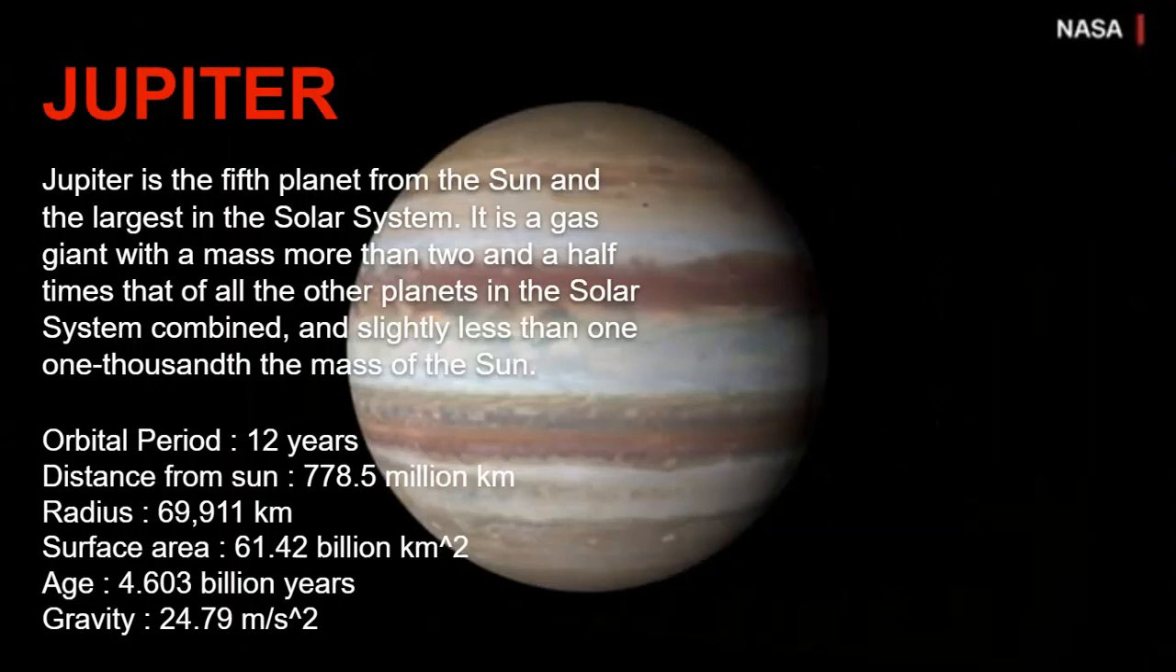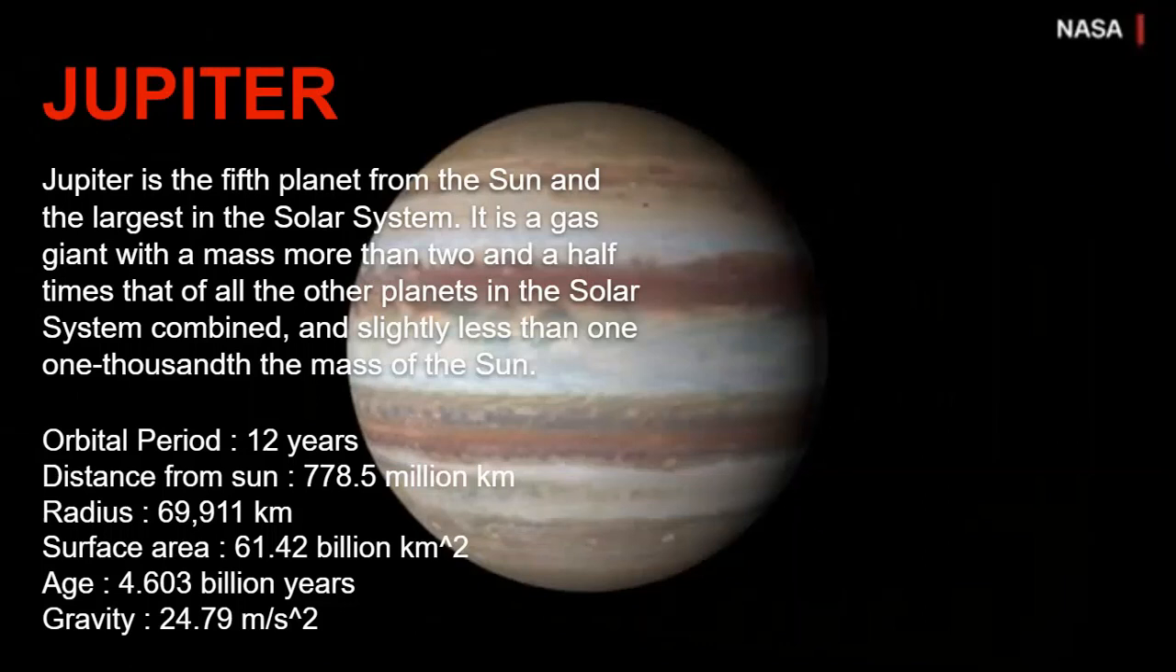Now let us learn about Jupiter. Jupiter is the fifth planet from the Sun and the largest in the solar system. It is a gas giant with a mass more than 2.5 times that of all the other planets in the solar system combined and slightly less than 1/1000 the mass of the Sun.